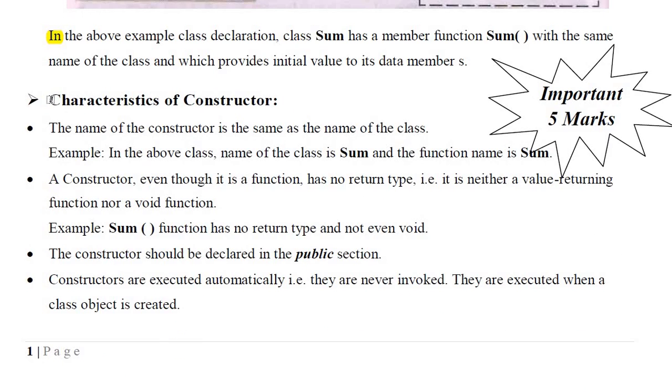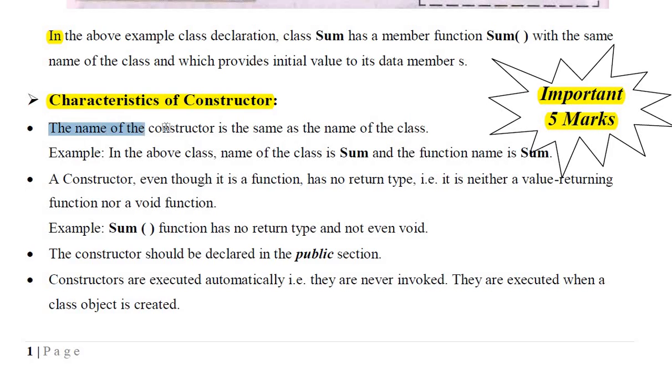Then these are the rules, sometimes also called characteristics of a constructor. This is very important because in examinations this topic will come for 5 marks. Like what is a constructor, explain the rules or characteristics of a constructor. So it is very easy.